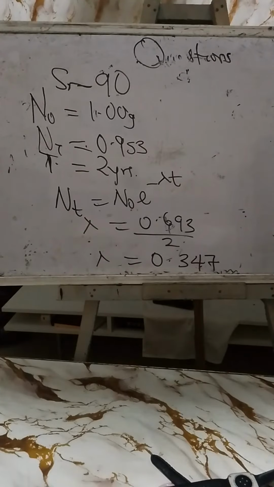Then you now divide through by 0.347. So what do you have?